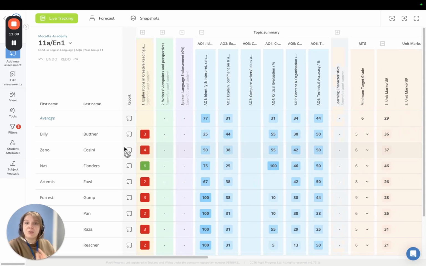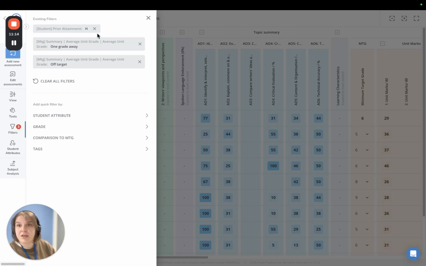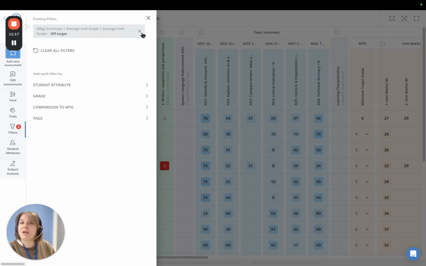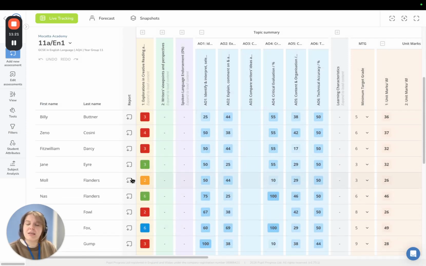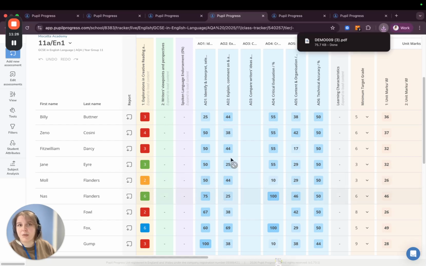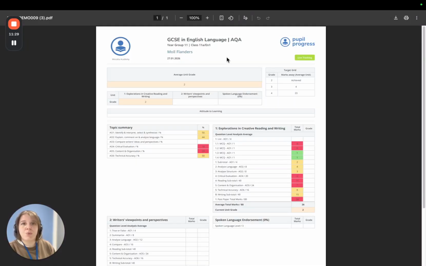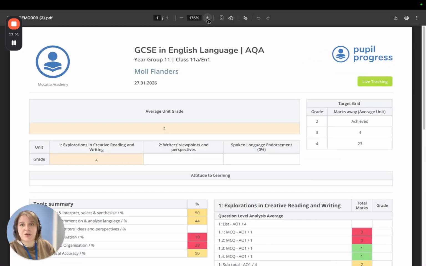Finally, how do we communicate this with our students? We can use our student reports as a way for us to communicate why we are putting students in certain interventions and why it's going to be really beneficial for them to join us, as well as them understanding what their next steps should be. So if I download a report from MOL, we can see what we are sharing with students. At the moment, I'm sharing an average unit grade, which is color-coded amber for being one grade away. Here you could share multiple different things like the minimum target grades, like teacher predicted grades.